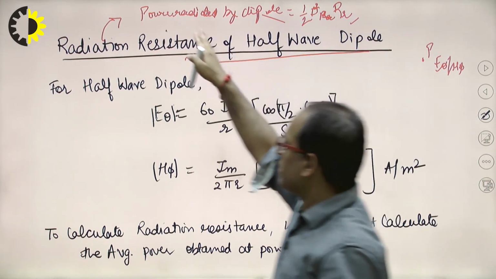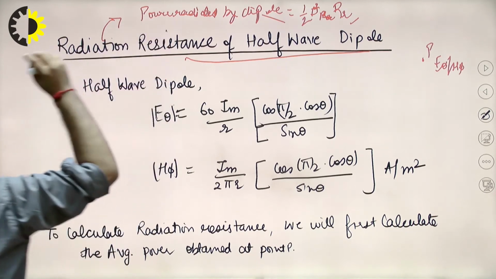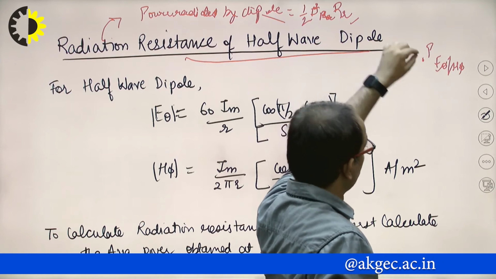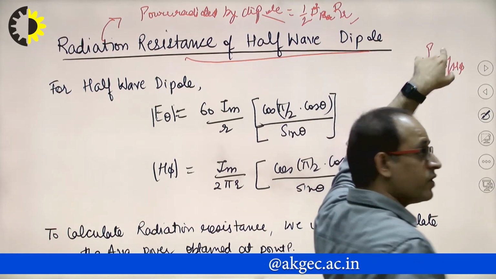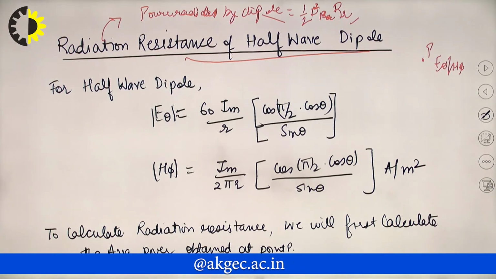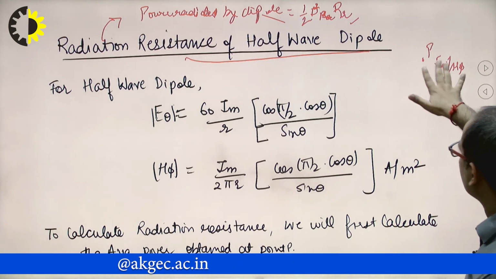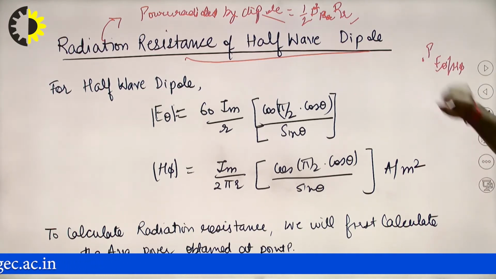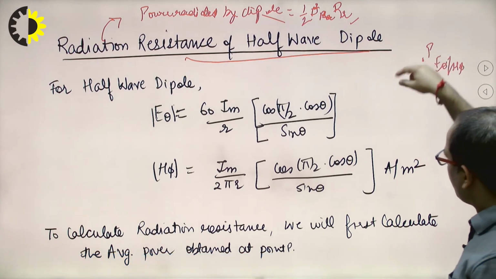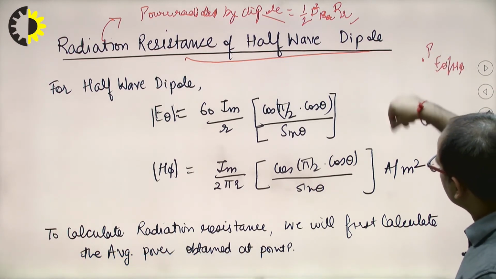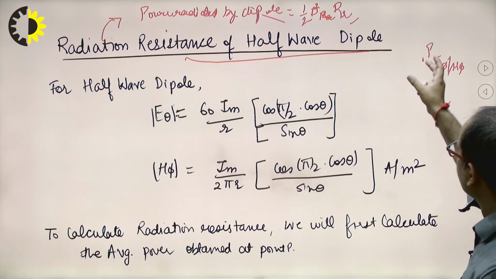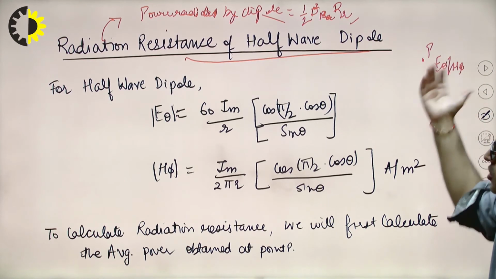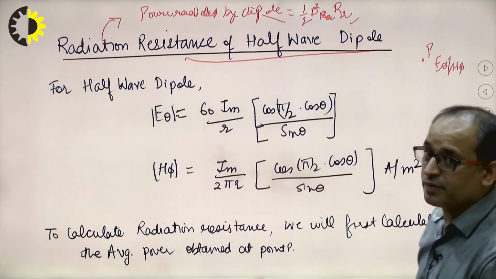Now how can I derive the power radiated by the dipole? So I have obtained the E theta and H phi at point P. From E theta and H phi we can get the power obtained at point P. How will we get it? E theta multiplied by H phi gives the power obtained at point P. Now what is the power radiated by the dipole all over the sphere? If I integrate this power obtained at point P over the whole sphere, you will get the power radiated by the dipole.